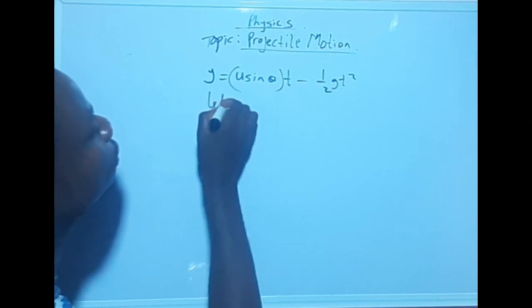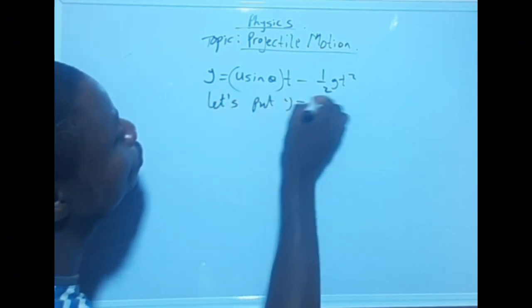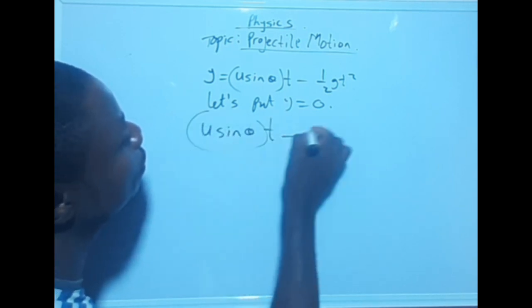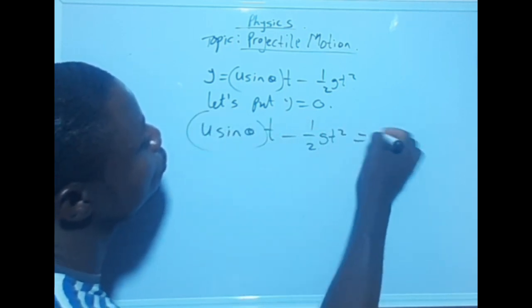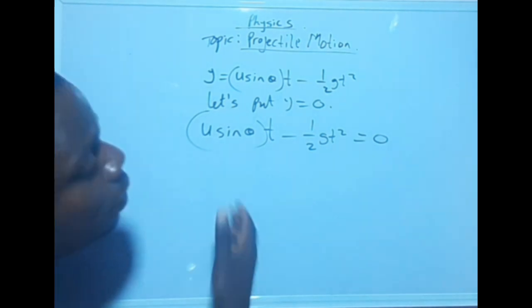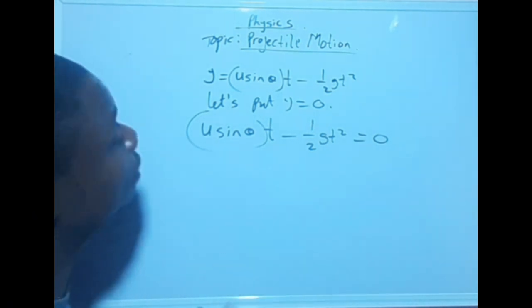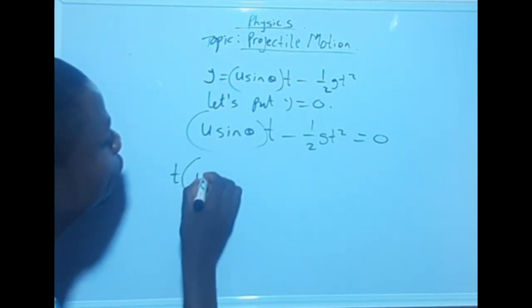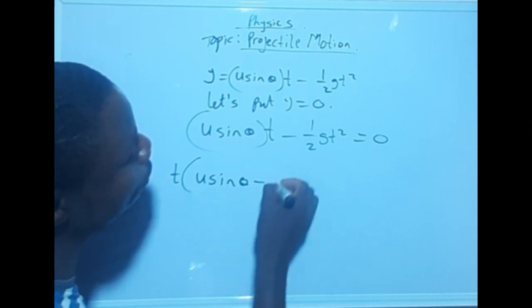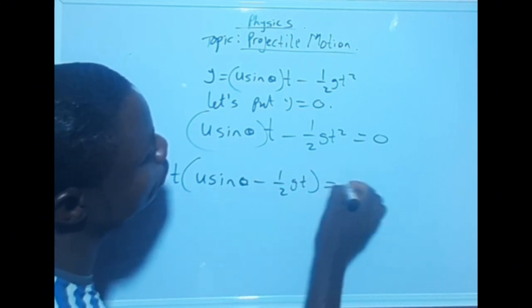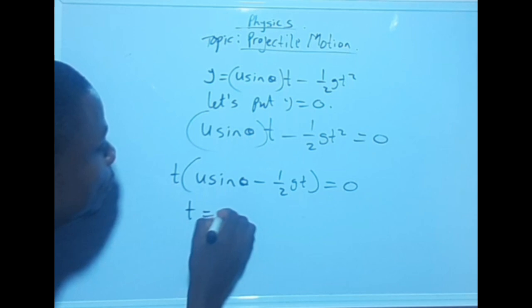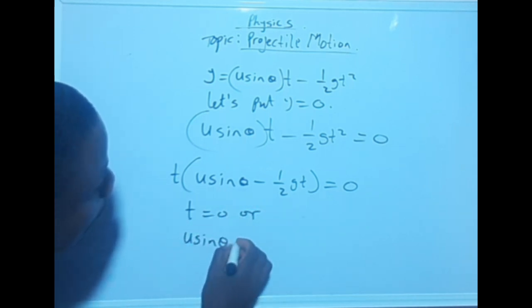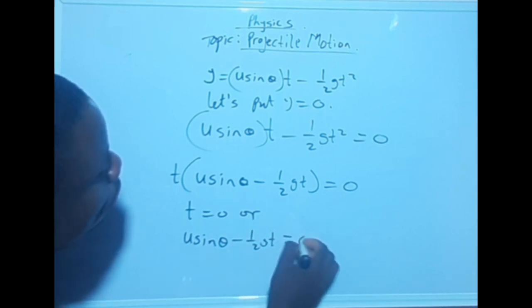Now let's put y to be 0. So now U sine theta times T minus half g t squared equals 0. Now it becomes a quadratic equation. Now you can factorize this. Since T is common to them, you bring T out: T times U sine theta minus half g T equals 0. So either T equals 0 or U sine theta minus half g T equals 0.